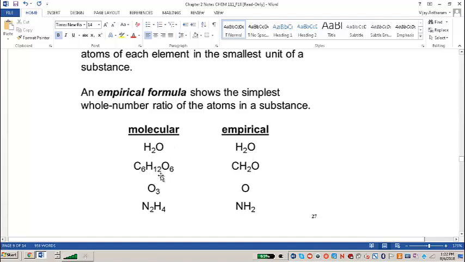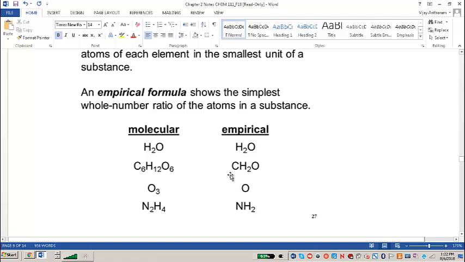But C6H12O6 can be reduced. So what's the lowest common denominator? If I divide each of these numbers by 6, I get CH2O. So 6 divided by 6, 12 divided by 6, 6 divided by 6 gives me CH2O. That's the empirical formula for glucose.